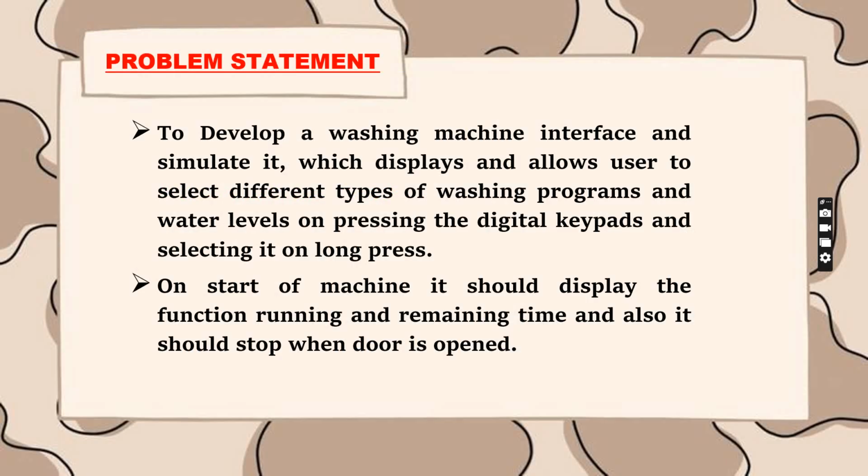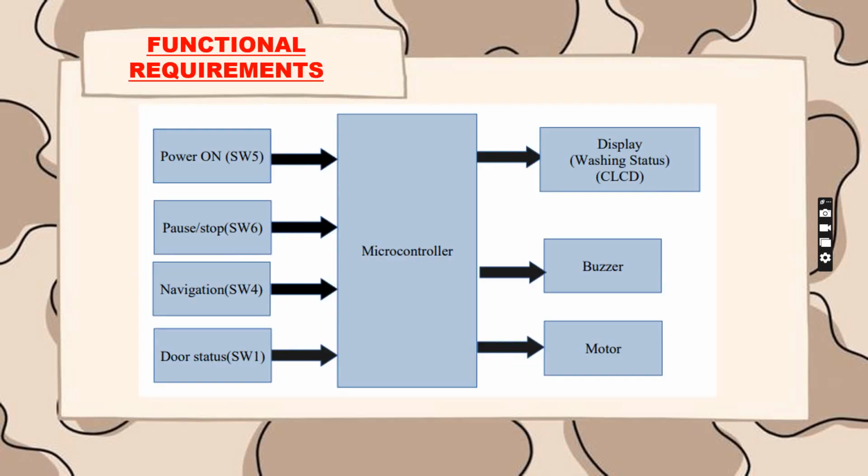Now, the problem statement is to develop a washing machine interface and simulate it, which allows the user to select different types of washing programs and water levels by pressing the digital keypads and selecting the particular operation by a long press. On the start of the machine, it should display the function running and the remaining time also. It should stop when the door is opened.